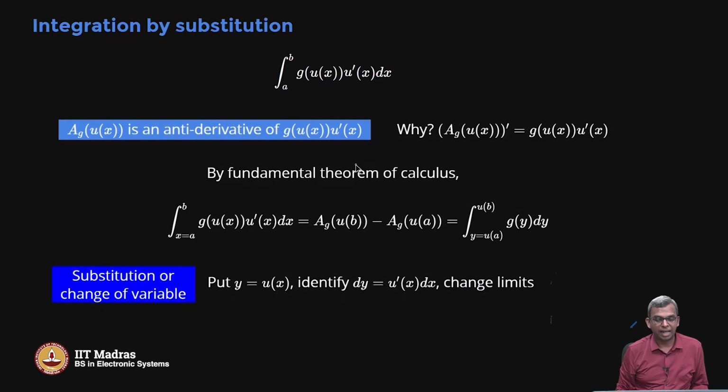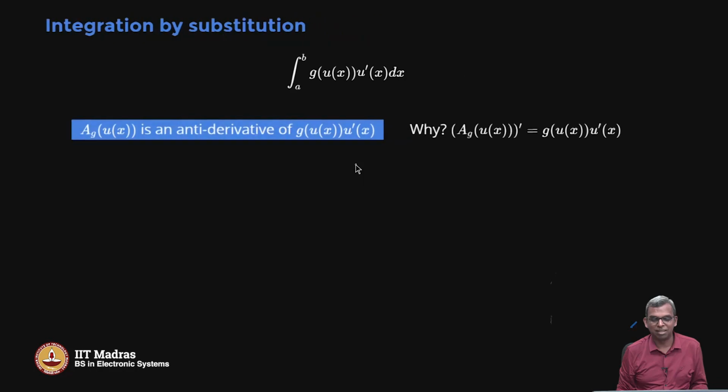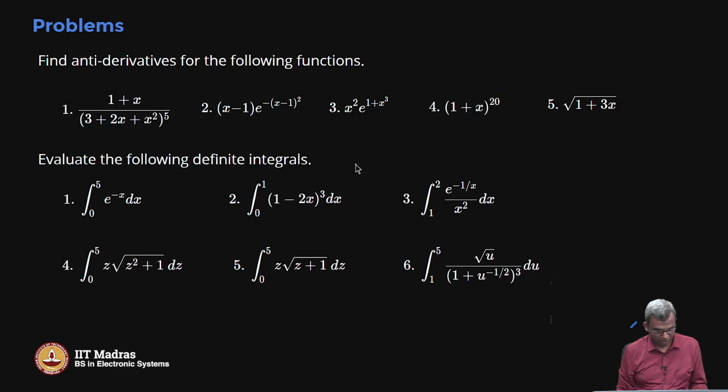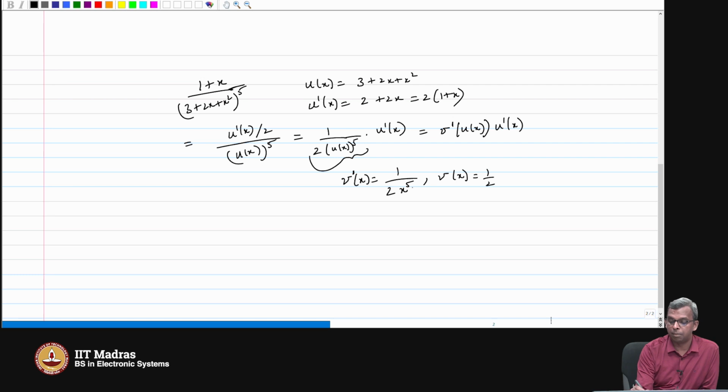Let me just make sure I get that right. If you want to find antiderivatives, I think it's better to find the definite integral. It's much simpler in the substitution. But anyway, v prime is this. So it's v prime of u of x times u prime of x. Once you have it in this form, you have to find v of x. This gives you v of x: half will be the same, x power minus 5, so x power minus 5 will become x power minus 4 by minus 4. So you have here minus 1 by 8 x power minus 4. So that's v of x.